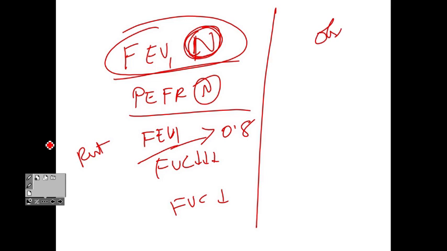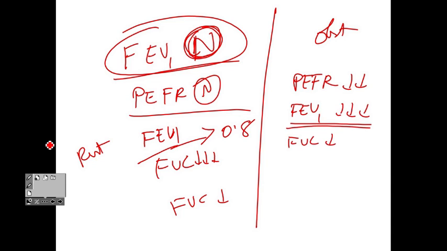If it is obstructive, how will it be different? The peak expiratory flow rate will be reduced. FEV1 will be reduced. FVC will be reduced, but FEV1 is more reduced compared to FVC. Therefore, what will happen to their FEV1/FVC ratio? Less than 0.8.